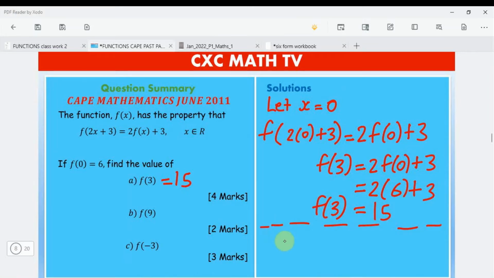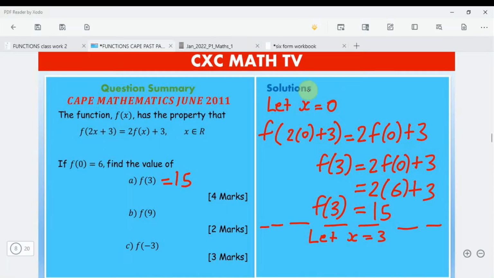So now to work out f of 9, you're probably saying substitute x as 9. But if we substitute x as 9, we're going to get 2 times 9, that's 18 plus 3, which is 21. There's no way we need f of 21. So look at this. Why not let x equal 3? Let x equal 3. If we put x as 3, this is going to become 2 times 3 is 6.